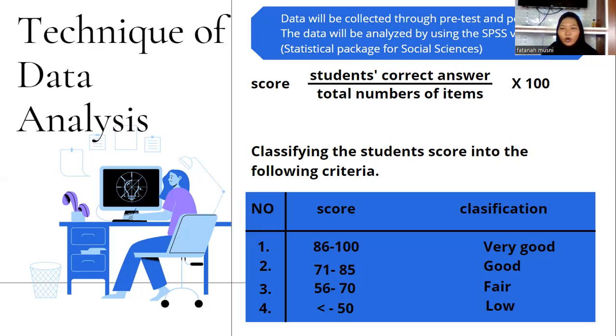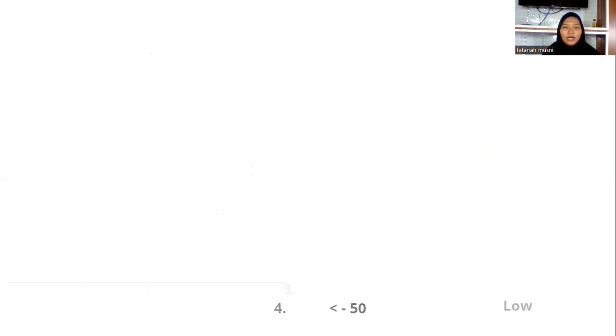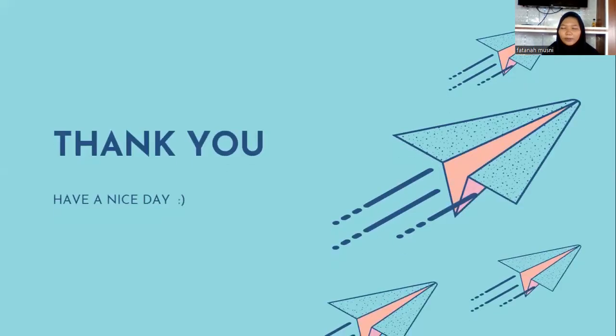And then classifying the student scores into the following criteria, like very good, fair, and low. I think that's all for my video proposal.